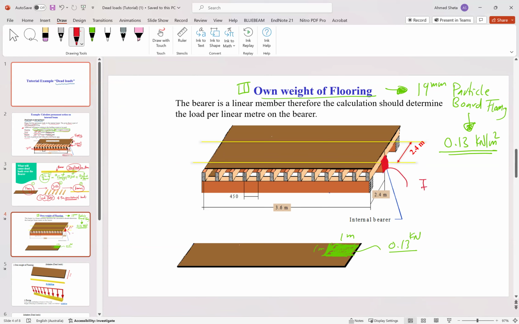So this is the area of flooring transferred to the bearer, or the internal bearer. This is how to understand how much of the load transfers from the floor to the beam. If we go to the next slide and take this yellow area outside, if we add the beam here in the middle, this is our internal beam, for example.